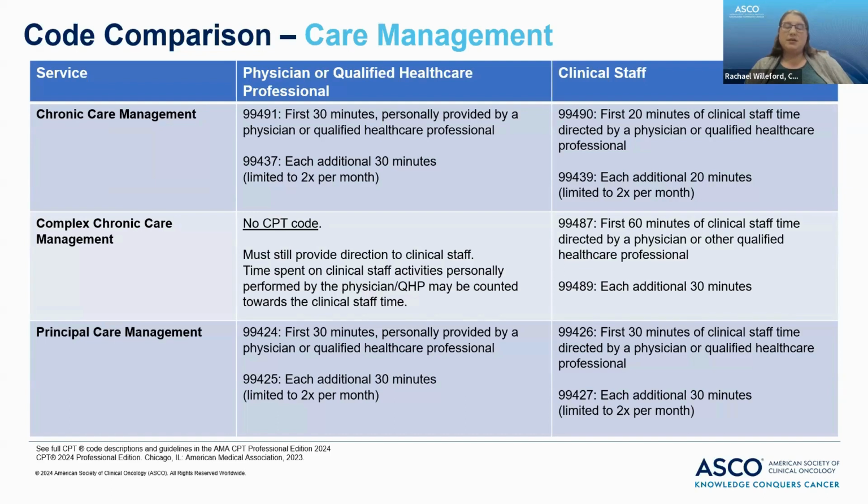Complex chronic care management is a little different in that there is no code to report physician or qualified healthcare professional time. You would report clinical staff time of first 60 minutes with a 99487 and each additional 30 with a 99489. However, the physician or qualified healthcare professional that is seeing the patient, is managing their care, and creating the care plan, they must still provide direction to that clinical staff. And any time or activities personally performed by the physician or qualified healthcare professional may count towards clinical staff time and be reported as such.